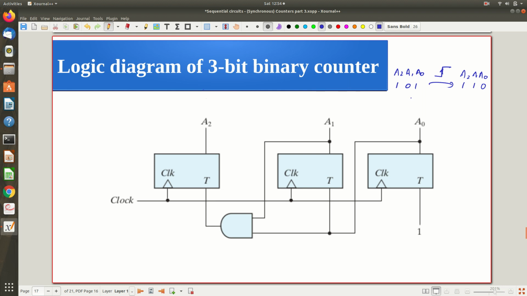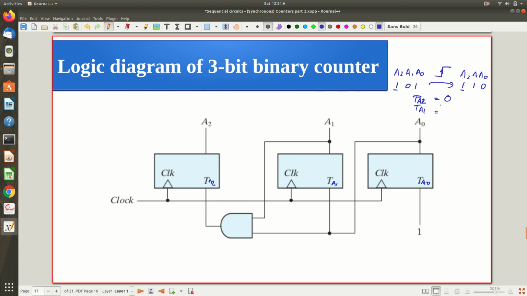Accordingly we derived what the T input should be for the flip-flop that corresponds to the bit A2. So this is our TA2. What is this TA2? What is this TA1? And what is this TA0? Like that we derived, and we saw that for A2 the bit remains the same after the clock pulse, so for that the input should be 0. It is a toggle flip-flop, so if I give 0, it will retain the last information.